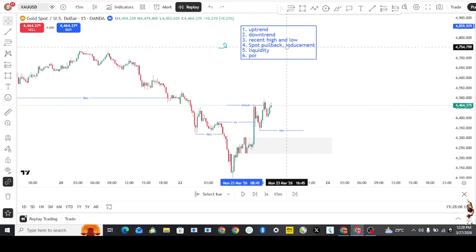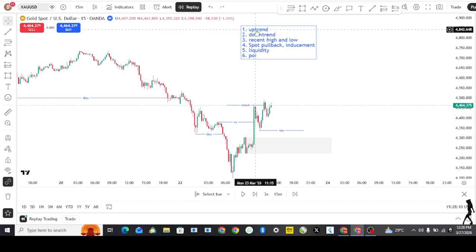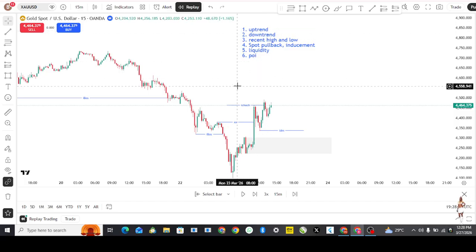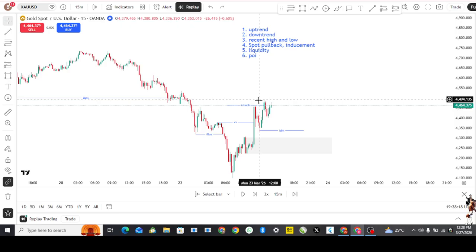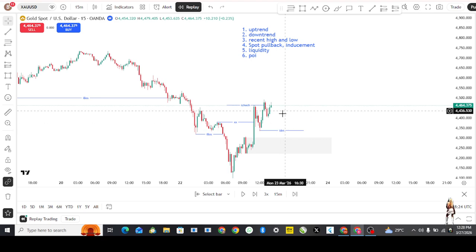Understand? Now the trend is downtrend, but at this point inducement has been taken and the market gives us a second close above, which indicates a change of character. Are you getting it? Let's see what will happen next.